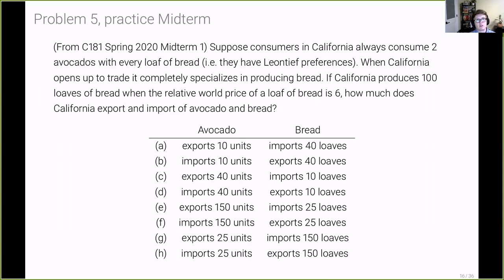So just a statement of problem 5 that's on the practice midterm that I posted on bCourses: suppose that the consumers in California are always going to consume 2 avocados with every loaf of bread.